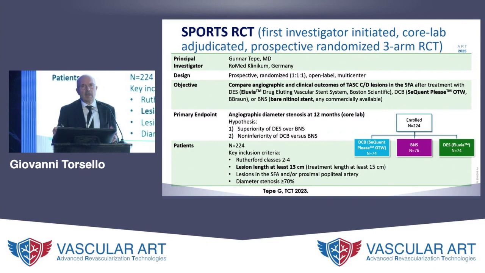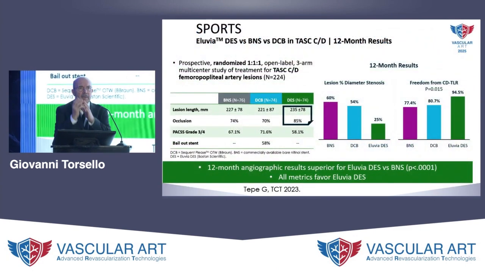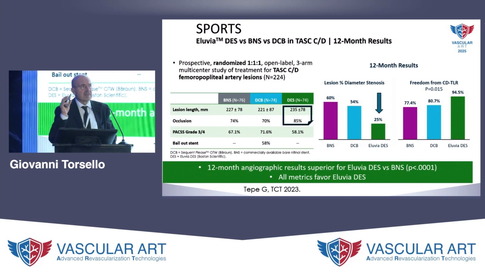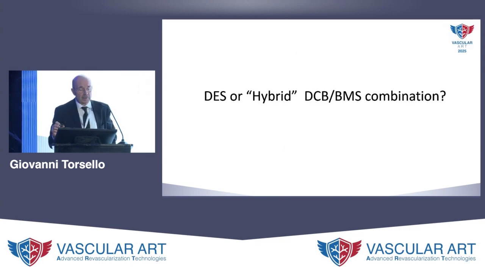It is the optimal solution, as showed by the SPORTS prospective randomized study comparing DCB, bare metal stent, and drug-eluting stent. As Baha showed, the results after drug-eluting stents in such very long lesion are really good, and even after 24 months, we have a superiority of drug-eluting stent compared to DCB or bare metal stent for such long lesion.